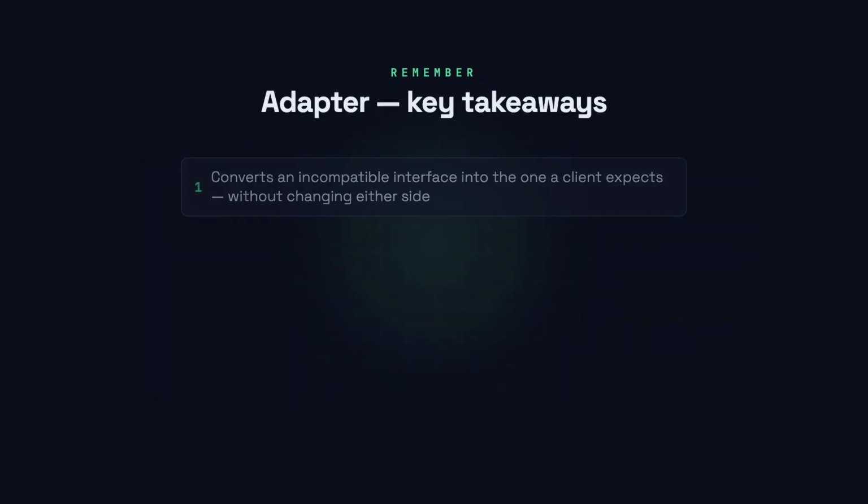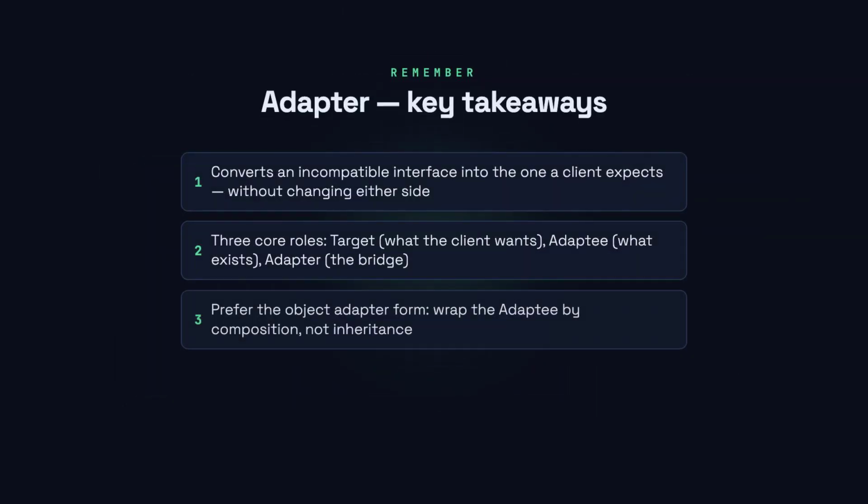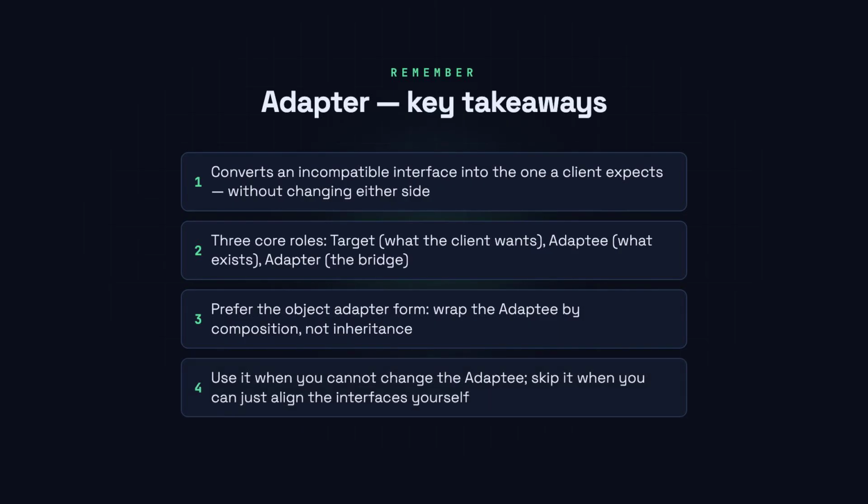To wrap up, the adapter pattern is your go-to tool whenever two pieces of code need to cooperate but speak different interface languages and you cannot change either one. Remember the 3 roles, target, adaptee, and adapter, and favor composition over inheritance when you implement it. It is a genuinely useful pattern, but apply it deliberately. If you own both sides of the mismatch, the simplest fix is usually just to change the interface directly.